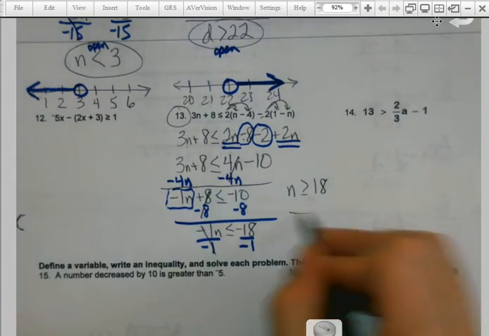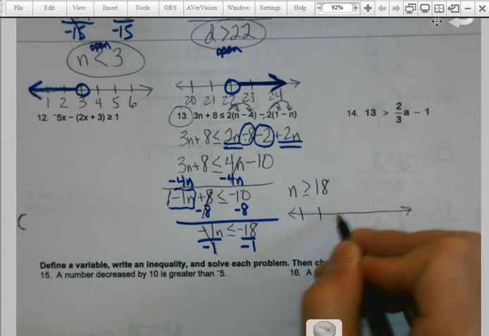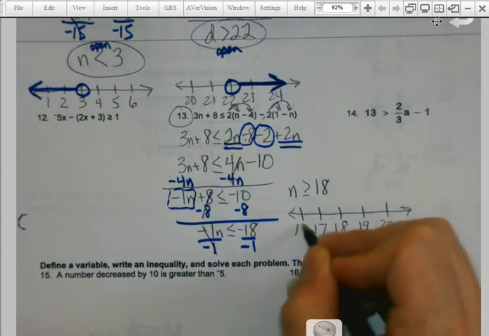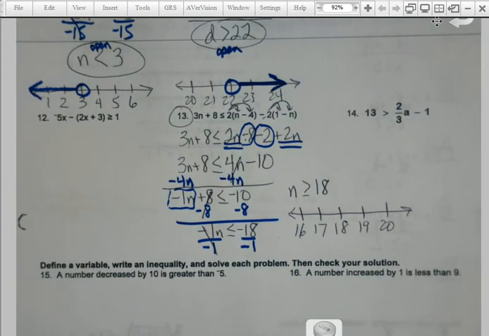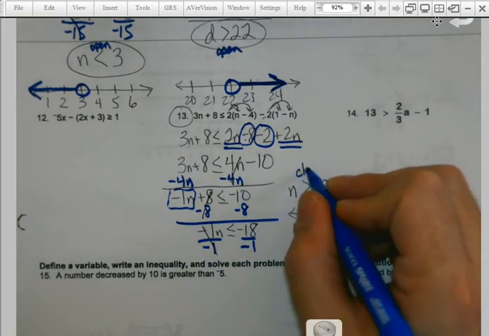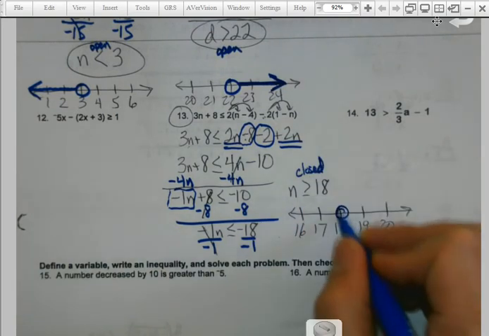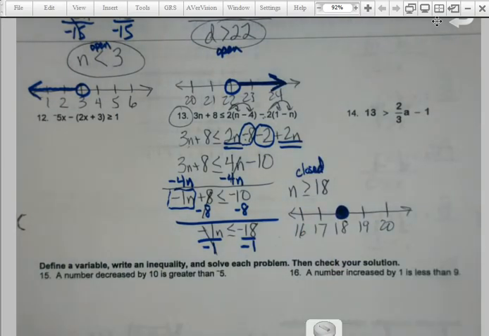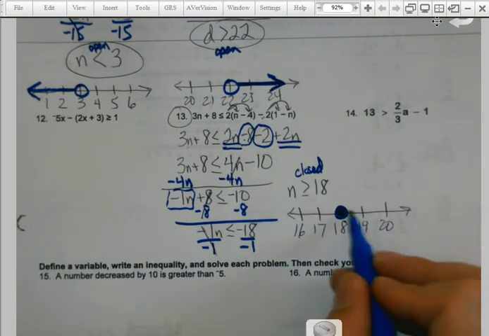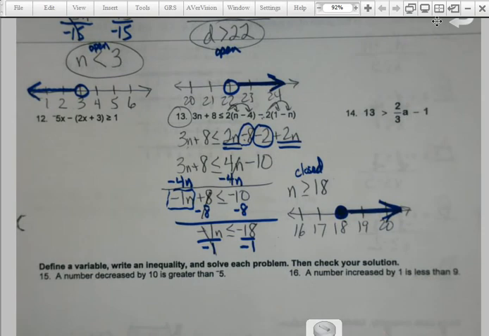And again, if I were to graph it, get a few numbers in here. Again, I'm going to just ask myself the same two questions. What type of dot am I going to use, and what way is my arrow going to go? Well, since I've got the line underneath this time, that means I'm going to have a closed dot at my value. Goes to the right. And I'm good to go.